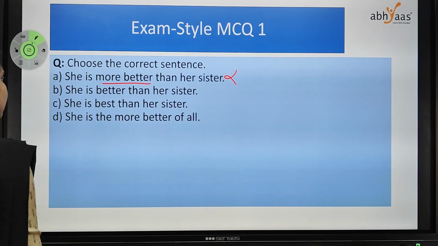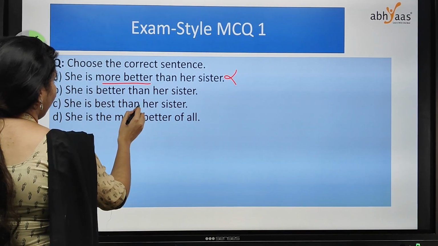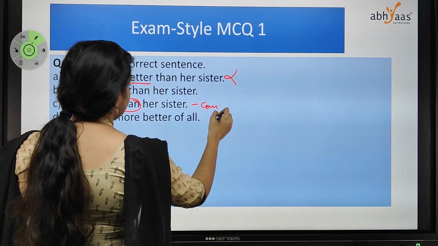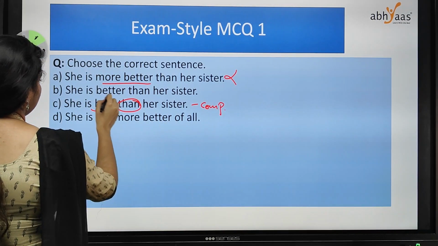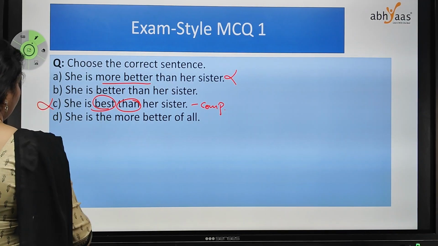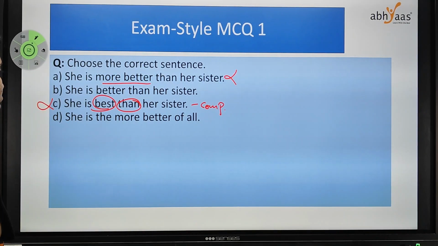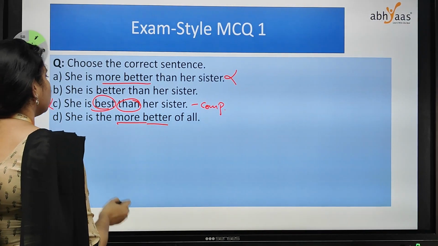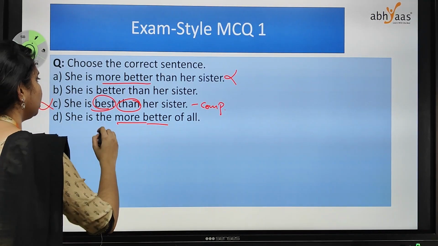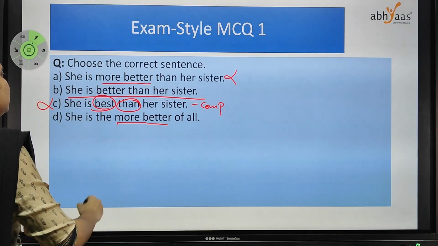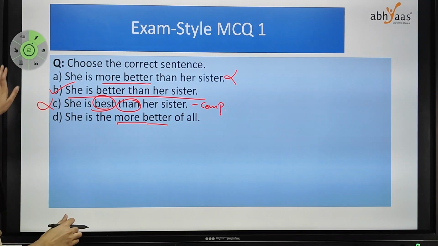"She is best than her sister." When do you use than? Only in comparative degree. But this is the superlative adjective that we are using here, so this can't be the right sentence. "She is the more better": again, more and better is a double comparative. So the only correct option here is "she is better than her sister." This should be your right answer.